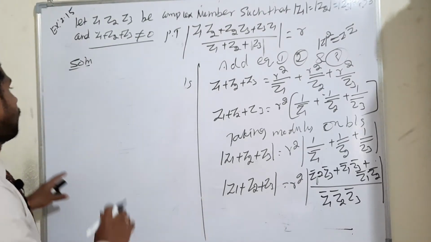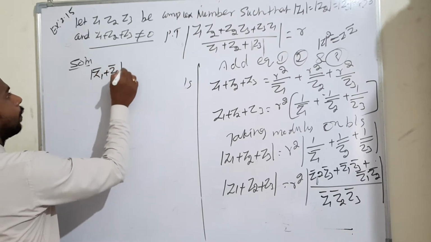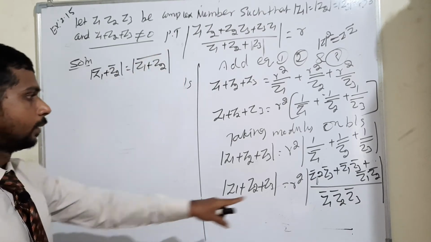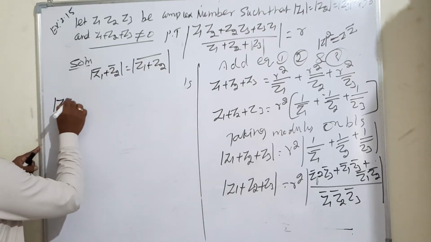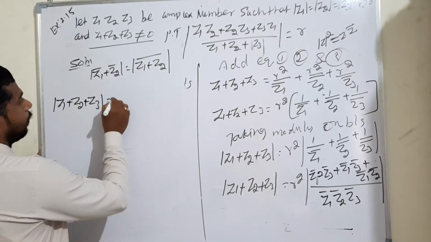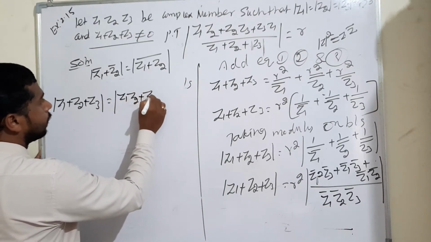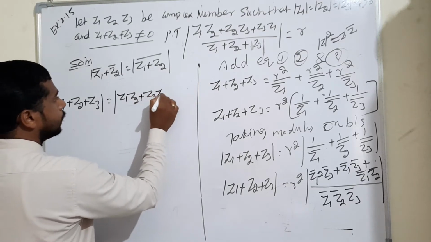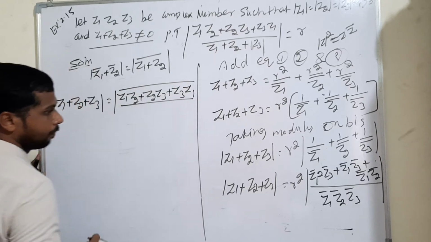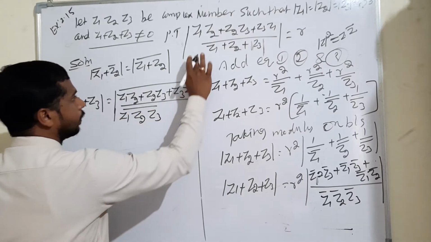Now we are using one property: the modulus of Z1 plus Z2 separately barred will be equal to the modulus of Z1 plus Z2 the whole bar, isn't it? So modulus of Z1 plus Z2 plus Z3 is equal to Z1 Z2 plus Z2 Z3 plus Z3 Z1 whole bar divided by Z1 Z2 Z3 the whole bar.